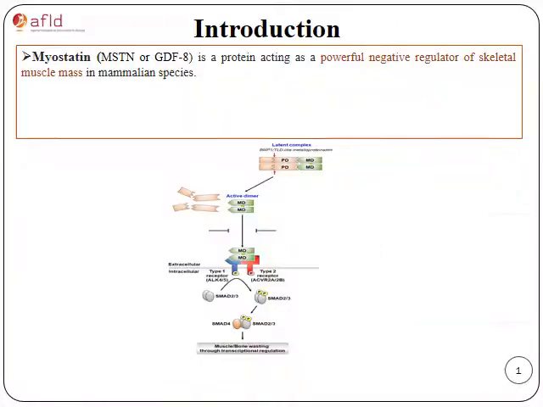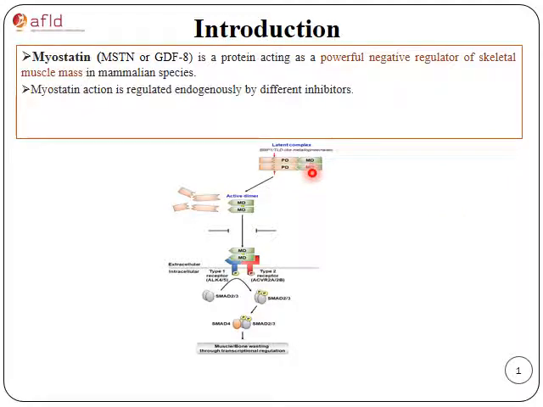So what is myostatin? Myostatin is a potent negative regulator of skeletal muscle growth which circulates in serum as a precursor. It then undergoes proteolytic cleavage which gives the active protein, which exerts its action by binding to a transmembrane receptor on the surface of muscle cells, causing muscle atrophy.